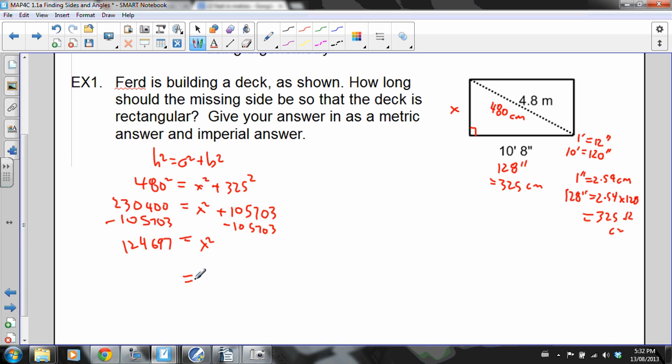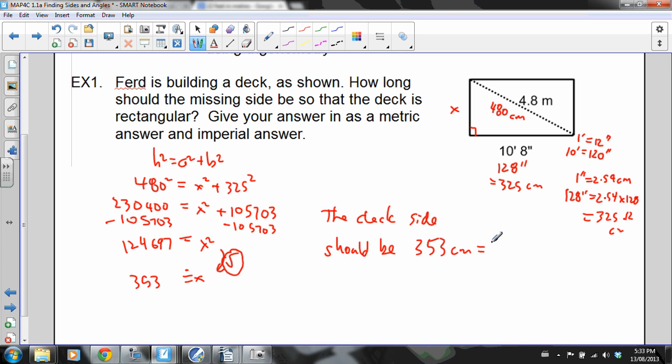But then we've got to take the square root of both sides. The square root is about 353, and that's approximate. So this step, what did I do? I took the square root of both sides. All right, so I'm going to say the deck side should be 353 centimeters. Well, that's not the units that we'd use even in metric, right? We'd change that to meters, probably.